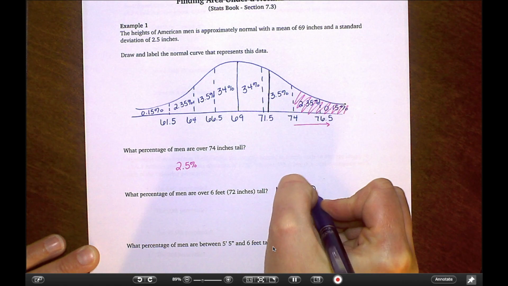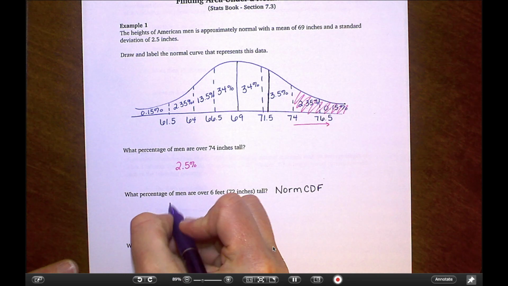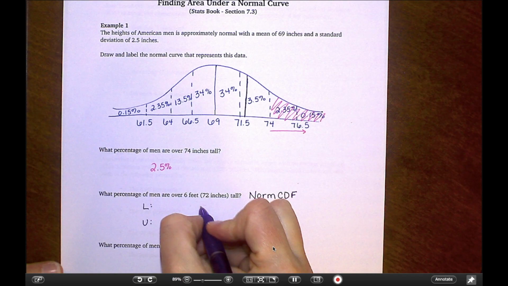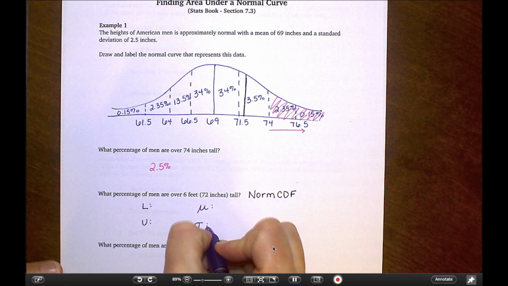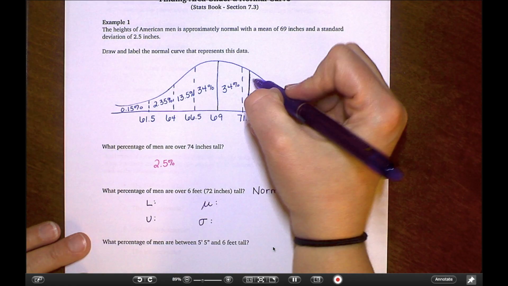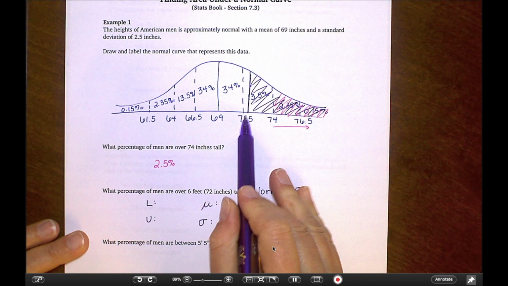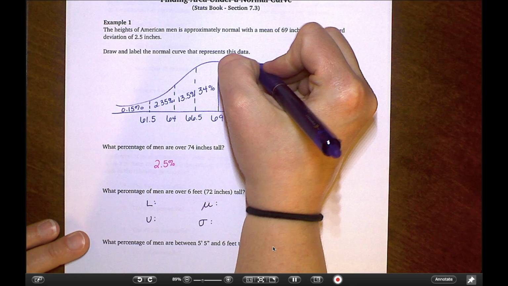And I'll show you where to find it in just a second. But for normal CDF, you need 4 pieces of information. You need the lower bound and the upper bound. You need the mean, and you need the standard deviation. Okay, so let's talk lower bound, upper bound. We're looking for this area right here.